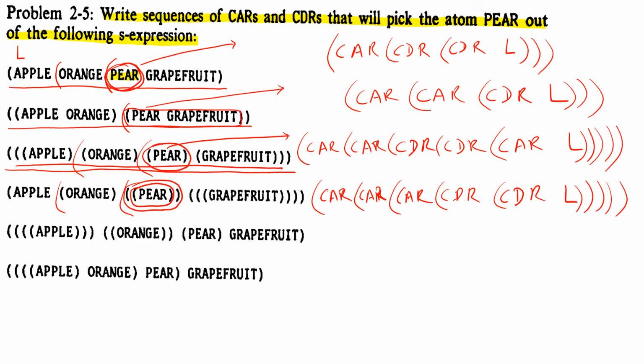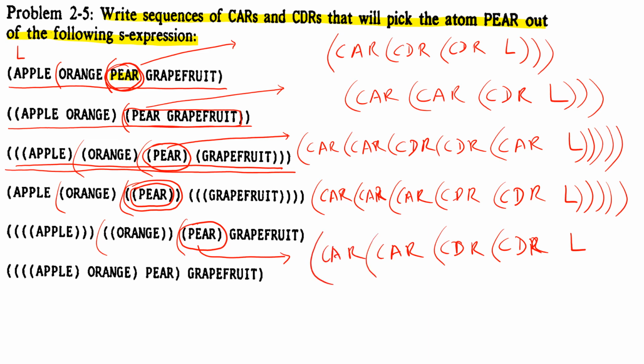In the second last example, if we wish to extract pear from this list, now this is a list containing 4 elements, right? So if this is the list which we have, we'll take a CDR which gives us the entire list except the first element, which is this. Then another CDR gives us this thing, and then a CAR, and this will give you a list which contains pear, and then a CAR again.